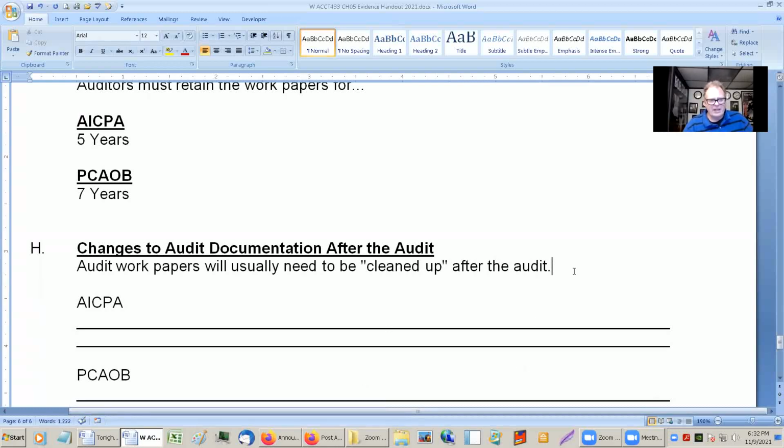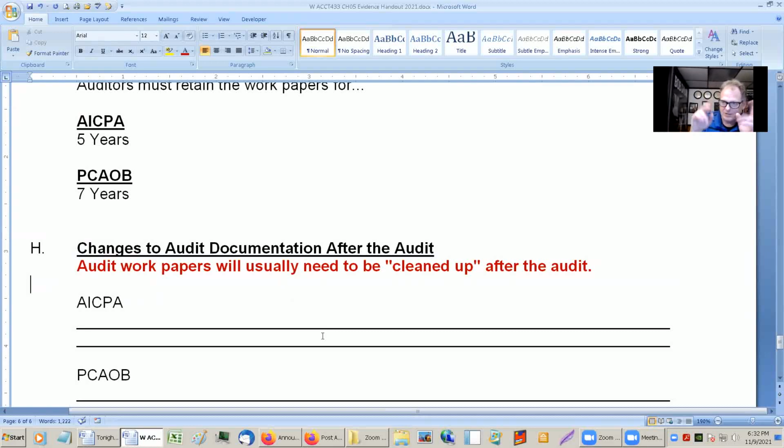Audit work papers usually need to be cleaned up after the audit. There will be a lot of things in the work papers, things that you looked into. For example, let's say that you got a tip from somebody that the payroll clerk was embezzling money from the company. Okay, so you get this tip, and you look into it, and it's just complete nonsense. There's nothing to it at all, right?